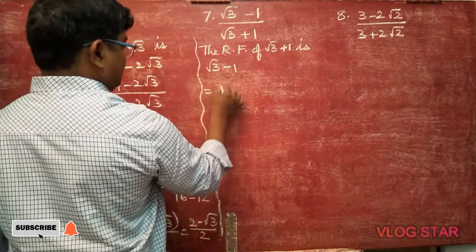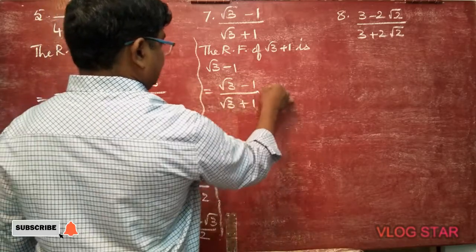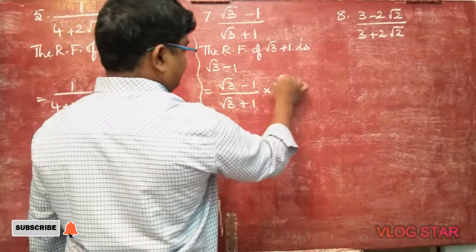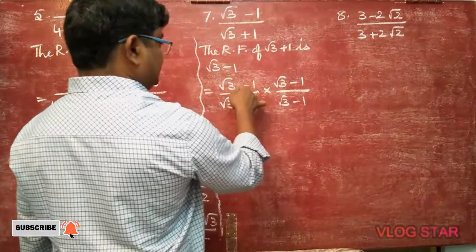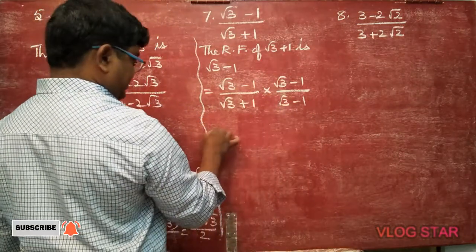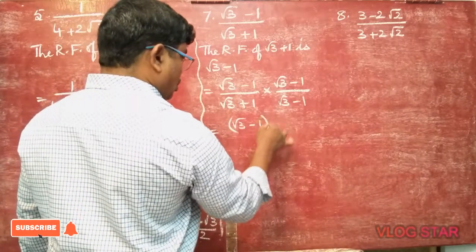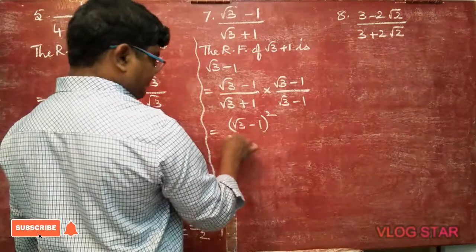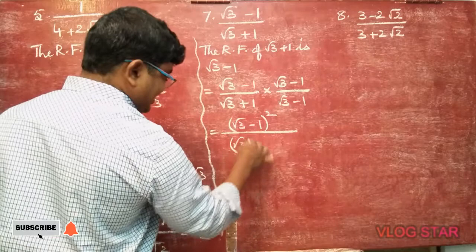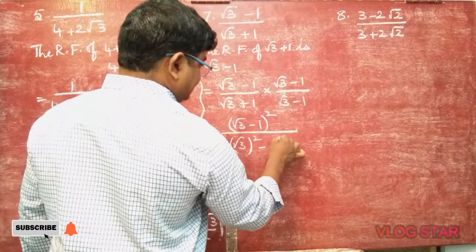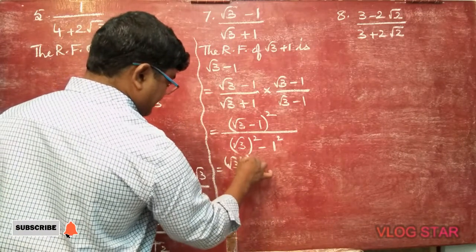In the same manner, root 3 minus 1 by root 3 plus 1, into, here plus is there, so the rationalizing factor will be root 3 minus 1 by root 3 minus 1. What we are doing with the numerator, the same thing with the denominator. Now the numerator is in the formula root 3 minus 1 whole square, a minus b whole square formula, and the denominator is a plus b into a minus b, a square minus b square.